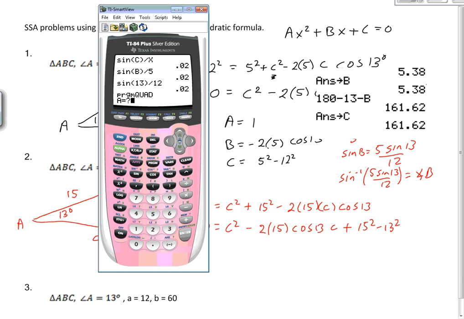and A is 1, B is negative 2 times 15 cosine 13, and C is 15 squared minus 13 squared. And I've got 2 positive answers, which means I have 2 different triangles that I can solve.